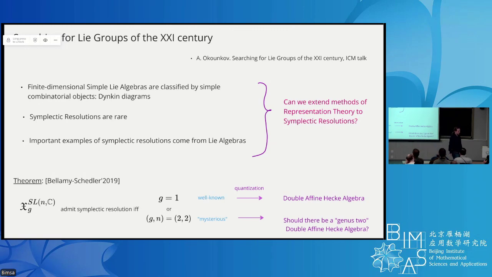One might expect that the methods of the usual representation theory of Lie algebras can be translated to general symplectic resolutions. The main obstacle is that there are not so many good examples which are as explicit as the nilpotent cone of the Lie algebra. So now we know that the genus 1 symplectic resolutions correspond to the double-affine Hecke algebra. Well, this should be a wiggly line, a lot skipped here on the way. So there is this mysterious resolution. Should there be a genus 2 double-affine Hecke algebra?